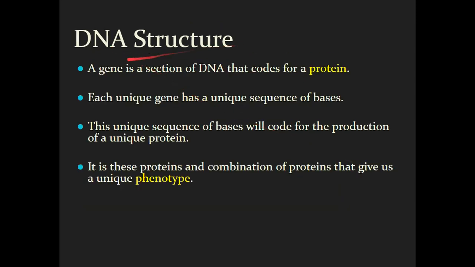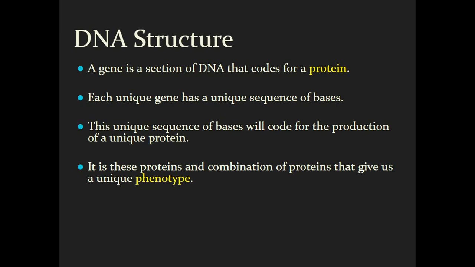A gene is a section of DNA that codes for a protein. Each unique gene has a unique sequence of bases. This unique sequence of bases will code for the production of a unique protein. And it is these proteins and the combination of proteins that give us a unique phenotype.